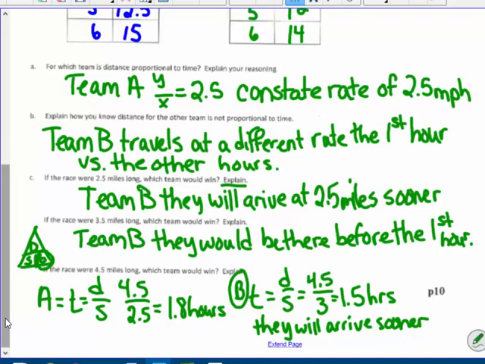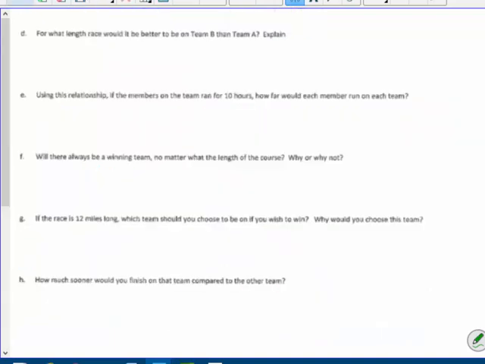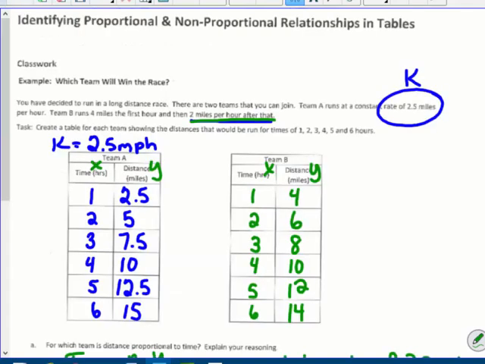Next page, and it's still on this problem, so I'm going to have to go back and forth between the pages. So we'll have to keep flipping our packets here. For what length would it be better to be on Team B than Team A? Well, let's go back and look at this. For what length race would it be better to be on Team B?